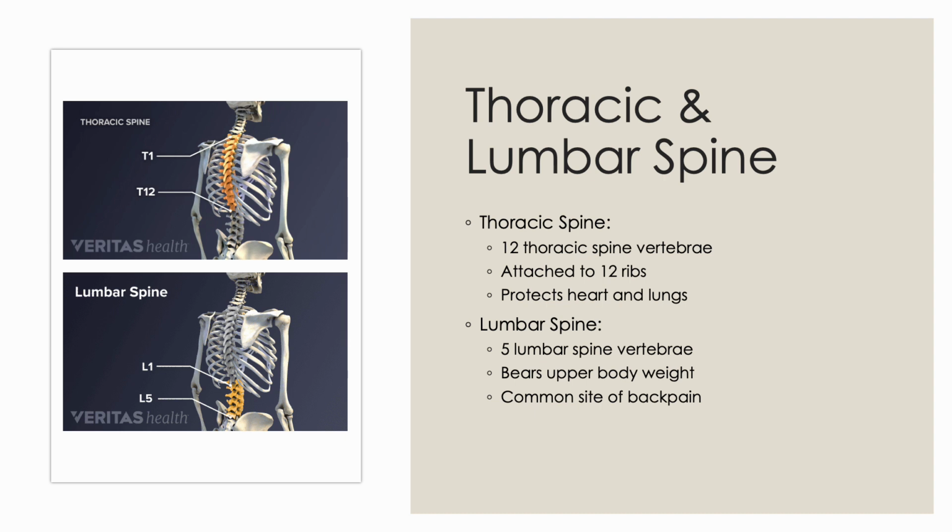Below the thoracic spine is the lumbar spine, which includes 5 vertebrae, numbered L1 to L5, and it's the largest and strongest segment. It bears the most weight and absorbs a lot of stress from movement. That's why many people experience lower back pain, especially from poor posture or lifting incorrectly. But together, these two regions balance mobility with strength.